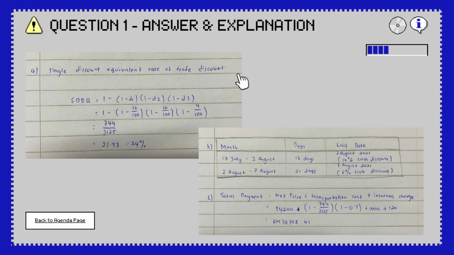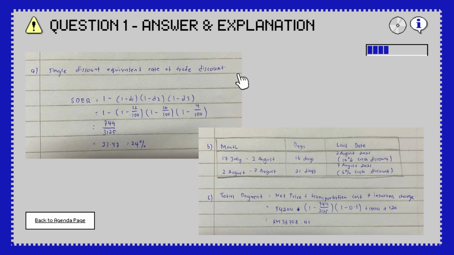Question B. Find the last date to get 10% and 6% cash discount. So the last date to get 10% is we need to count 16 days starting 17 July and the last date is 2 August 2021. So the last date to get 6% cash discount is we need to count 21 days starting 17 July and we get the last date 7 August 2021.